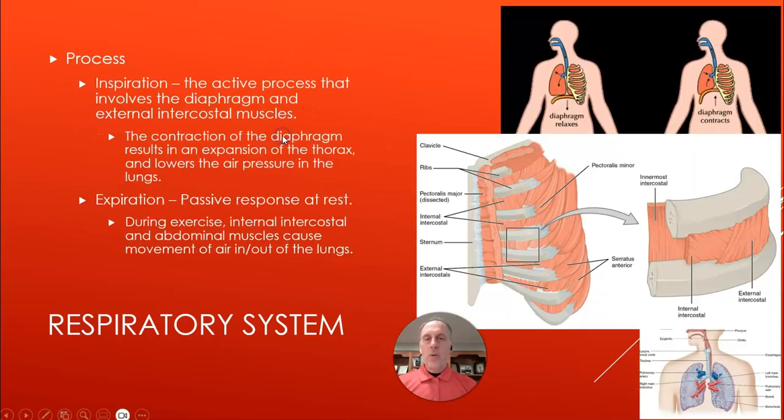Now, the mechanics of this require a couple things to happen. And the active process includes the diaphragm. And the diaphragm, when it contracts, and this usually throws people off too, it's represented in this. The diaphragm kind of sits in a relaxed state. Think of it just like a balloon.